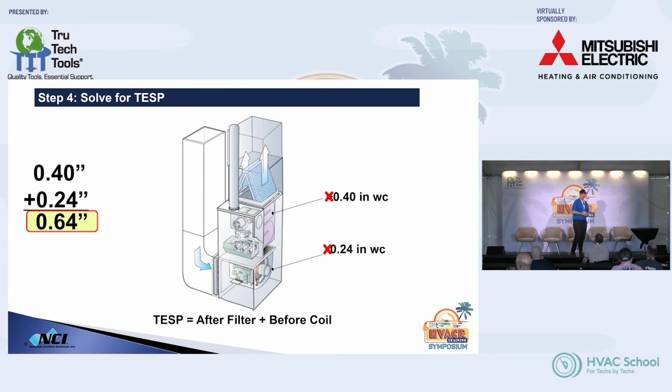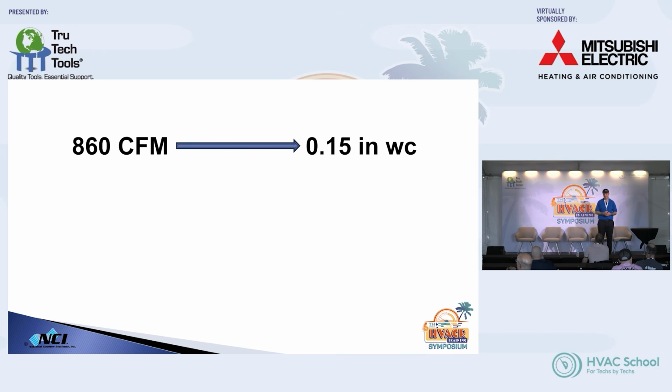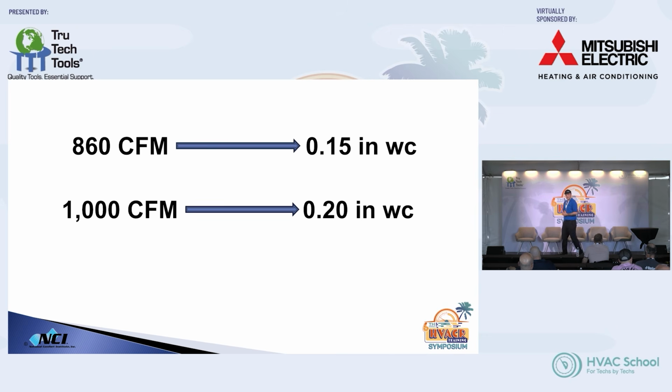I'm not going to say, hey, you're going to have issues, 0.64. That's not bad whatsoever, right? So we solve for that. 860 CFM. This is what I was trying to show you guys. When you have static pressure and airflow, they move in the same direction, but one moves farther than the other.